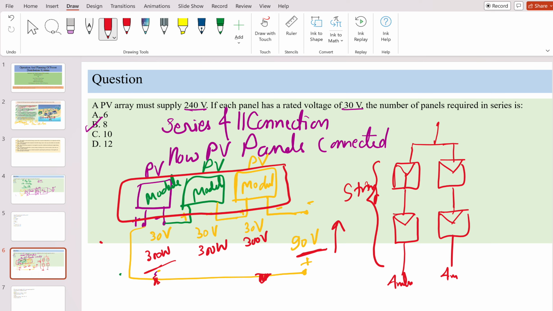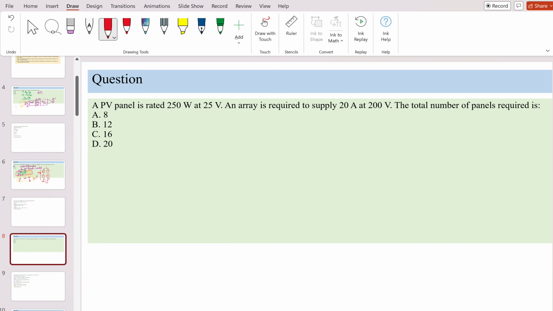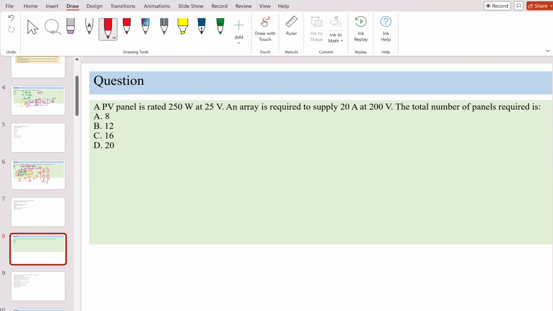So through this you can increase the current rating also. The current coming here will be 2I. Here what you are getting is I only. So based upon whatever the current requirement is, how much voltage requirement is there, you can connect the panels in series and parallel and make a string out of that. Okay, let's move further, try to solve this problem.